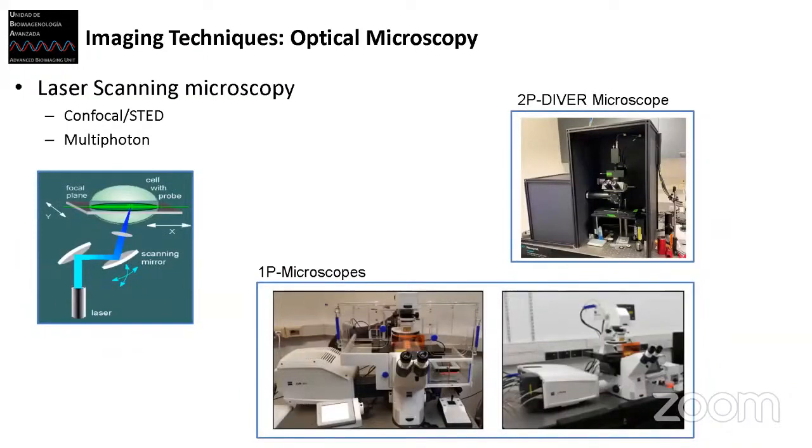Okay, so when we talk about laser scanning microscopes, that can be just single-photon excitation as a confocal, or STED microscope, for stimulated emission depletion, which is a super-resolution technique, or multiphoton. What we do is basically use a scanner that moves the beam in the sample, and then we have optics to split excitation and emission, and detectors.